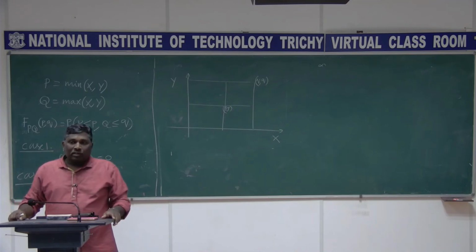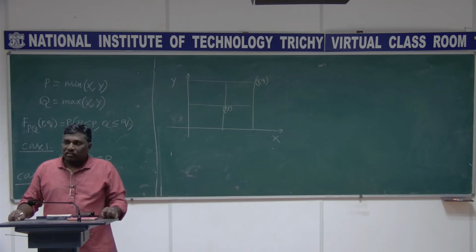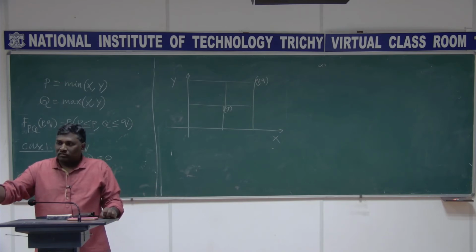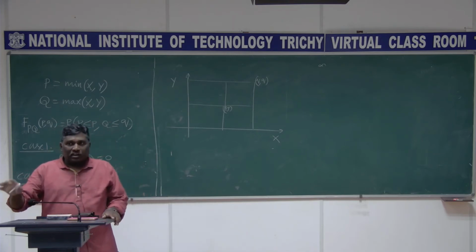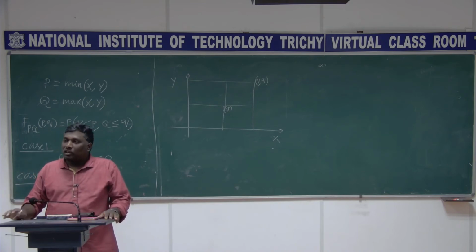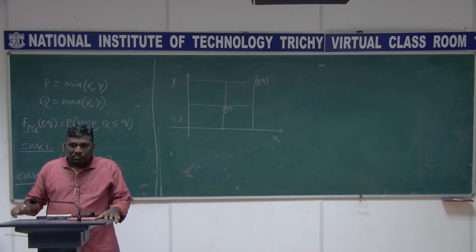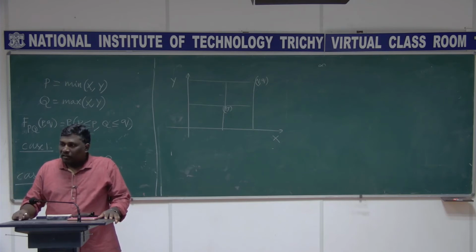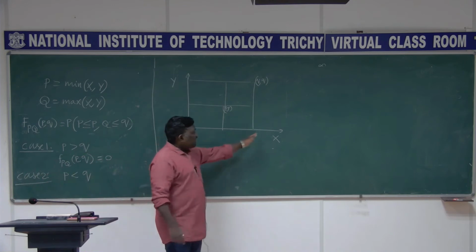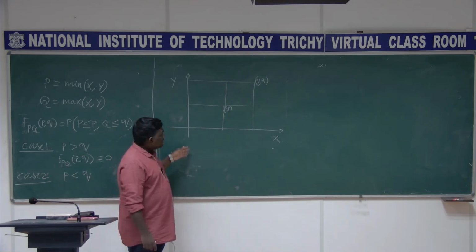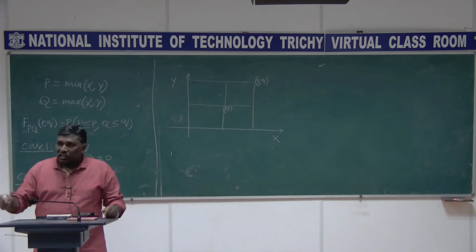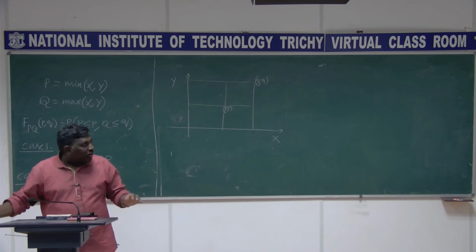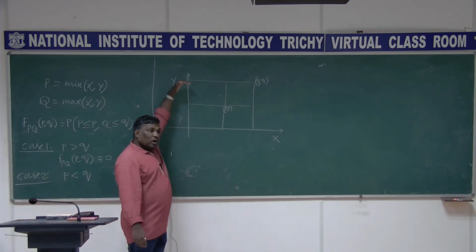Now I look for the region which describes the range given by this. When will this occur, that is my question. P less than or equal to p, Q less than or equal to q, when does it occur? One case is when X is less than or equal to q, in that case your Y is less than or equal to p. The other case is X less than or equal to p, Y less than or equal to q.